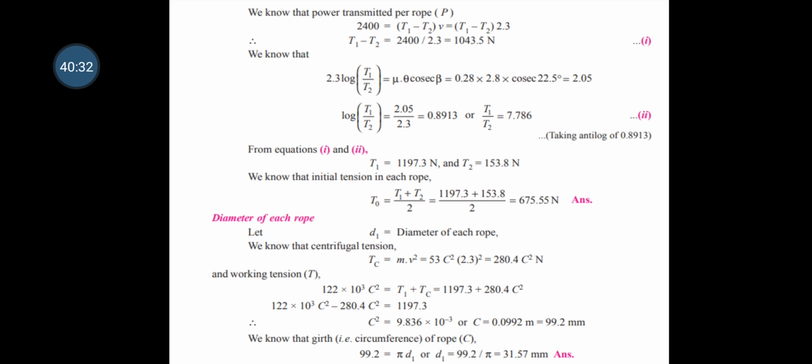By solving equations 1 and 2, we get the tensions in the tight and the slack side of the rope, that is T1 is equal to 1197.3 Newton and T2 is equal to 153.8 Newton. We know that the initial tension in the rope, T0, is equal to T1 plus T2 divided by 2, that is initial tension is equal to 675.55 Newton.